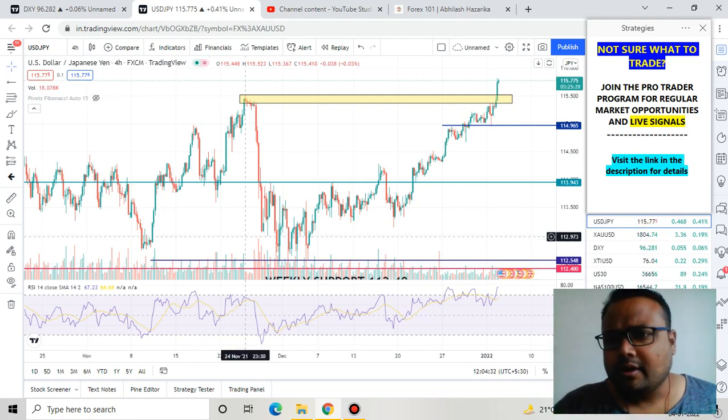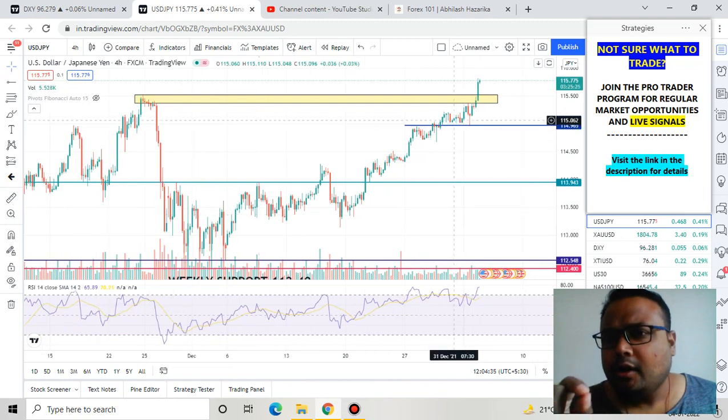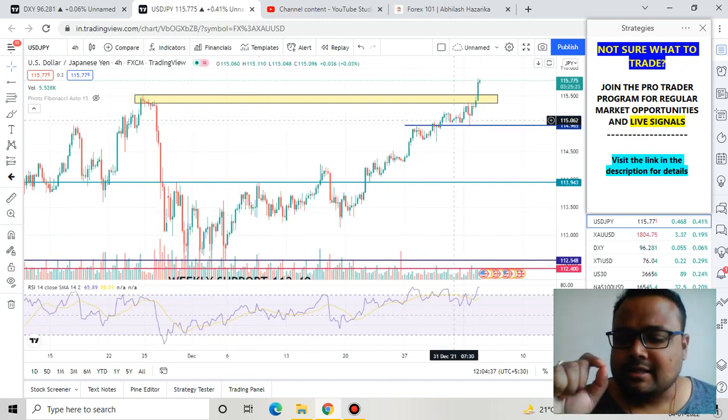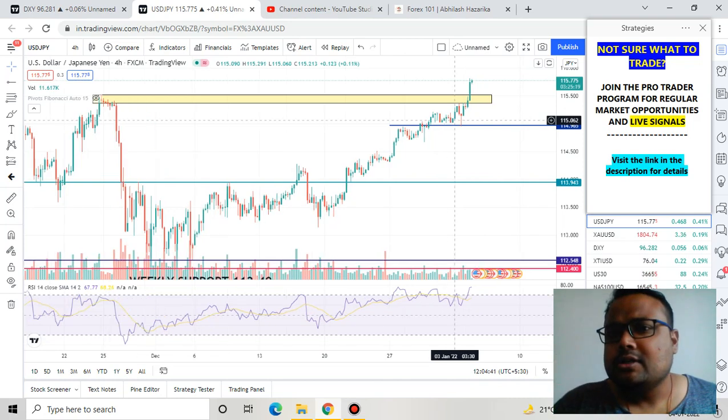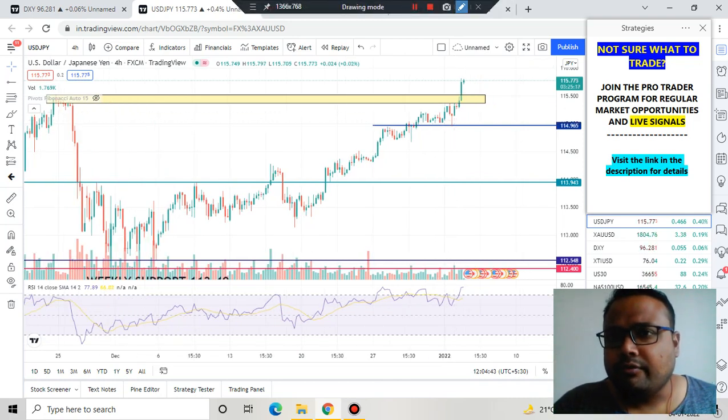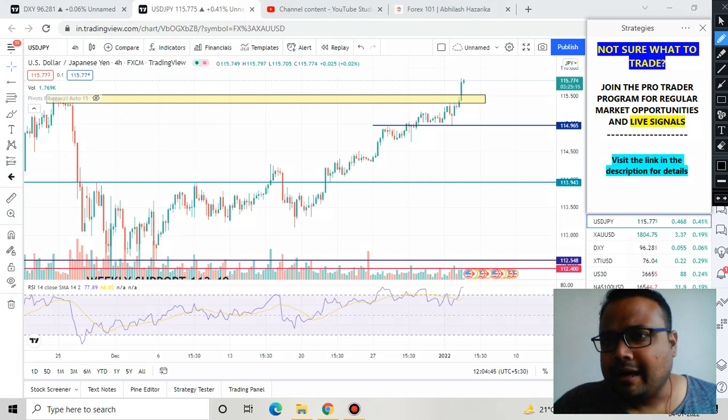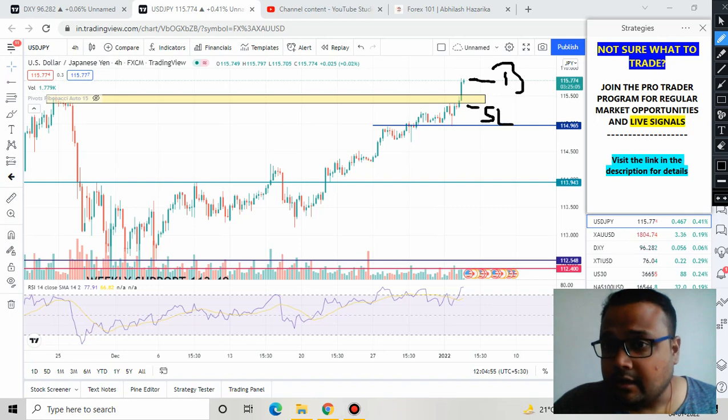First of all, if you are looking for a fresh entry into the market, then this is not the ideal position, because the reason is simple: the risk to reward ratio will not be in your favor. Let's say you take a buy position here at 115.77, the current market price. If you take a buy here, then your stop loss will be here.